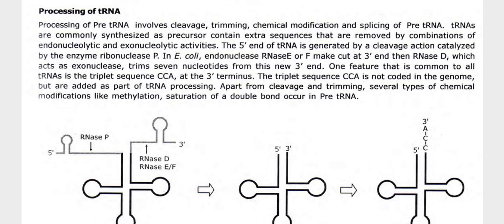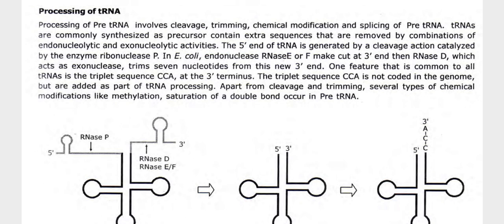Processing of tRNA. Processing of pre-tRNA involves cleavage, trimming, chemical modification, and splicing of pre-tRNA. tRNAs are commonly synthesized as precursors containing extra sequences that are removed by a combination of endonucleolytic and exonucleolytic activities. The 5' end of tRNA is generated by a cleavage action catalyzed by the enzyme ribonuclease P.